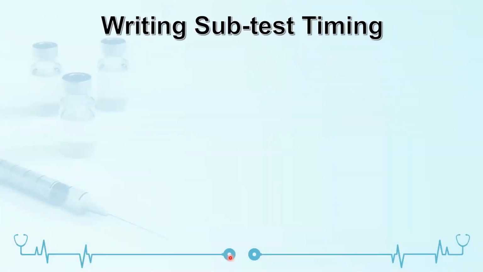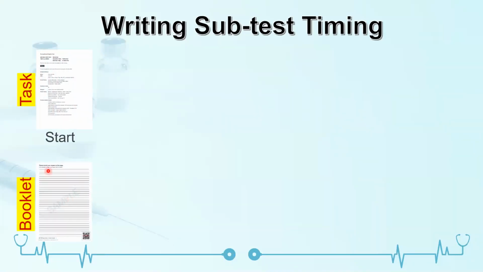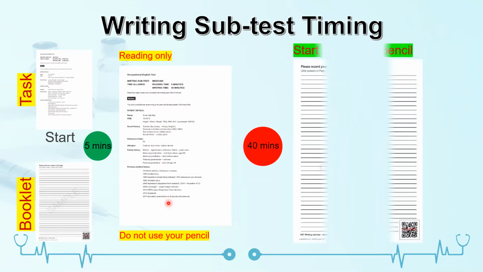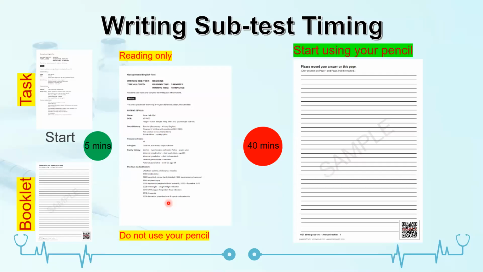Regarding the writing subtest timing, at the start you'll receive two papers. The first one, writing task, and the second one, answer booklet. Within the first 5 minutes, you are allowed to read only the writing task. So don't use your pencil within the first 5 minutes. You will read only this writing task, and in the next 40 minutes, you are allowed to use your pencil.